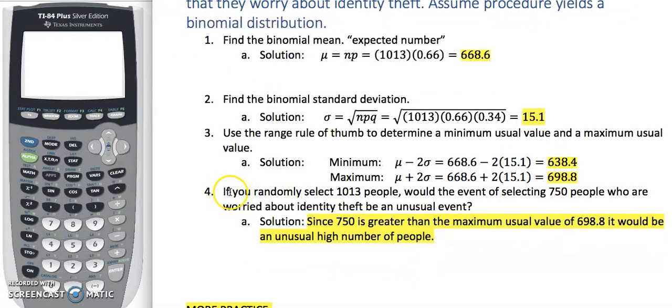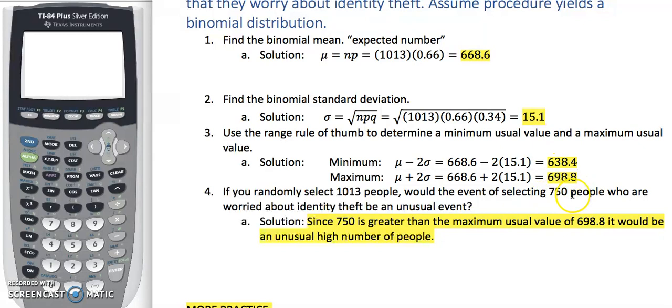So fourth question, if you randomly select 1,013 people, would the event of selecting 750 people who are worried about identity theft be an unusual event? Well, between 638.4 and 698.8, any number of people between those two numbers is considered usual. Anything outside that range of numbers is unusual.